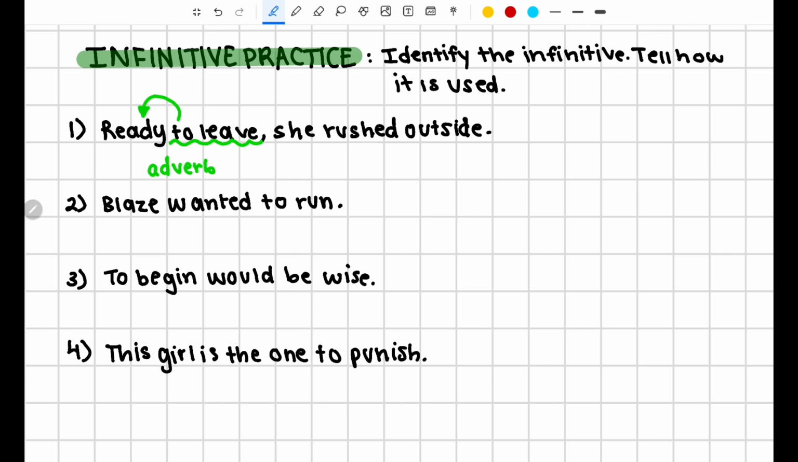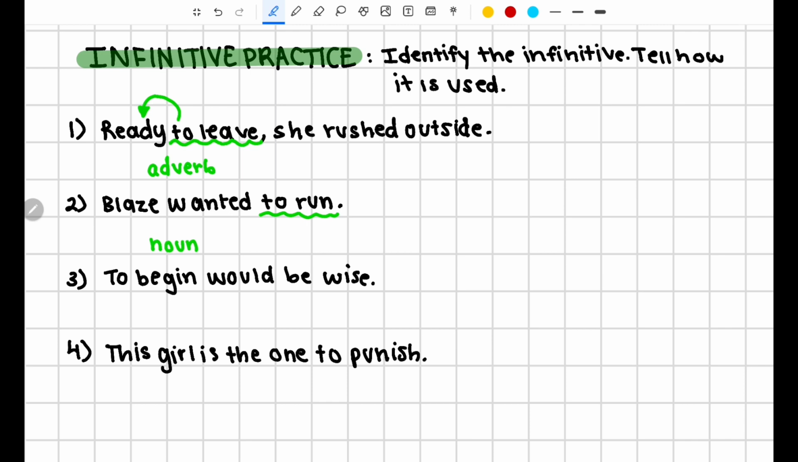Number 2, Blaze wanted to run. Now in this case, to run is our infinitive, but now we can call this to run an object because Blaze wanted to do what? He wanted to run. Therefore, it's an object, and when we talk about objects, like direct and indirect objects, they're nouns. So this is being used as a noun.